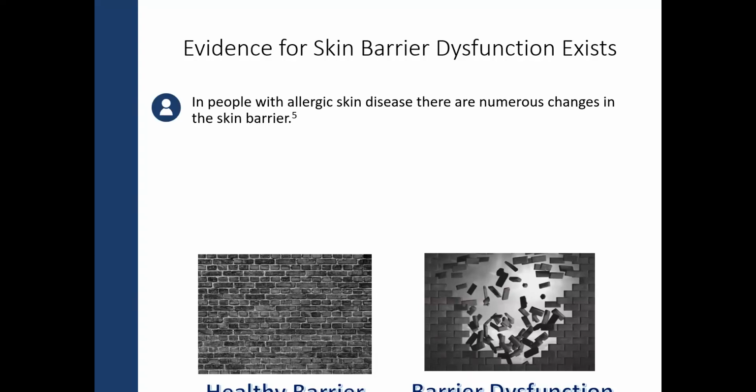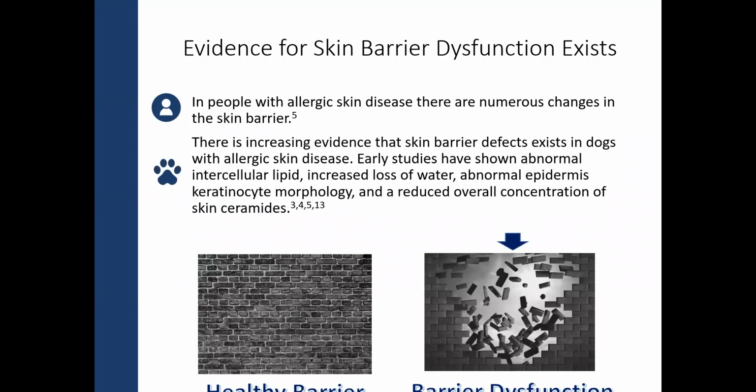Evidence for skin barrier dysfunction exists. In people with allergic skin disease, there are numerous changes in the skin barrier. There is increasing evidence that skin barrier defects exist in dogs with allergic skin disease. Early studies have shown abnormal intracellular lipid, increased loss of water, abnormal epidermis, and a reduced overall concentration of skin ceramides.